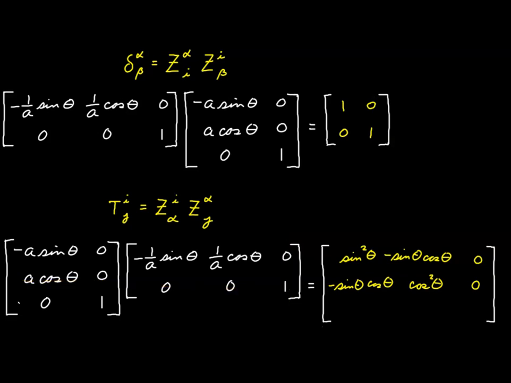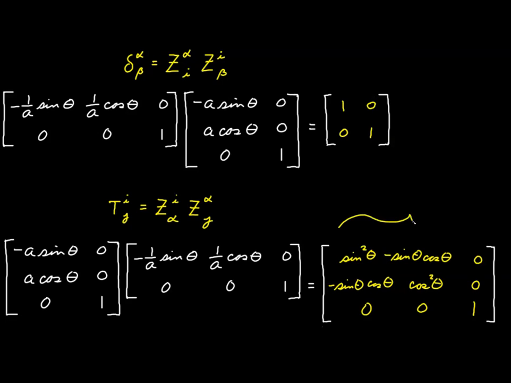Then we'll have the third row times the first column. 0 times this term plus 1 times 0 leaves us with a 0 here. Then we'll have the third row, second column. 0 times the first term plus 1 times 0 is again 0 here. And finally, third row, third column, 0 times 0 plus 1 times 1 leaves us with a 1 right here. So this is the end result right here.